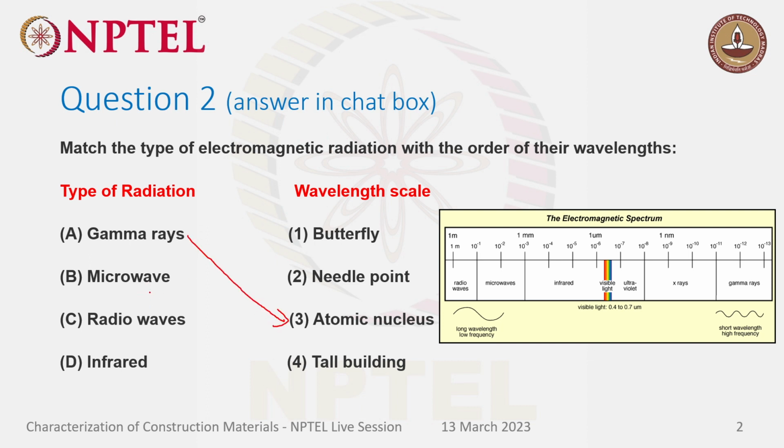In the other case, next one is microwave. So here microwave we can see 10 to the power of minus 1 till 10 to the power of minus 3. It is less than a meter. We could say it's from 1 millimeter to 10 centimeter in that scale. So in that case, we can match microwave to, will it be needle point? No, right? So it can be in the range of butterfly, right?